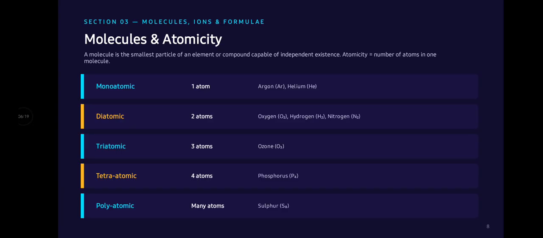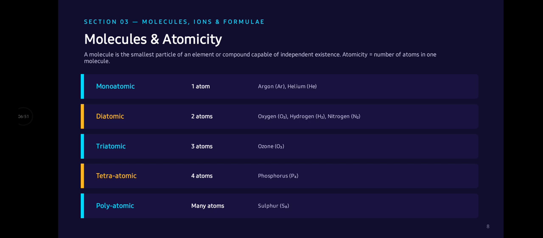So further we'll go to molecules and atomicity. A molecule is the smallest particle of an element or compound capable of independent existence. Atomicity equals the number of atoms in one molecule. Monoatomic. We all know mono means one. So monoatomic, that is one atom, either argon or helium.